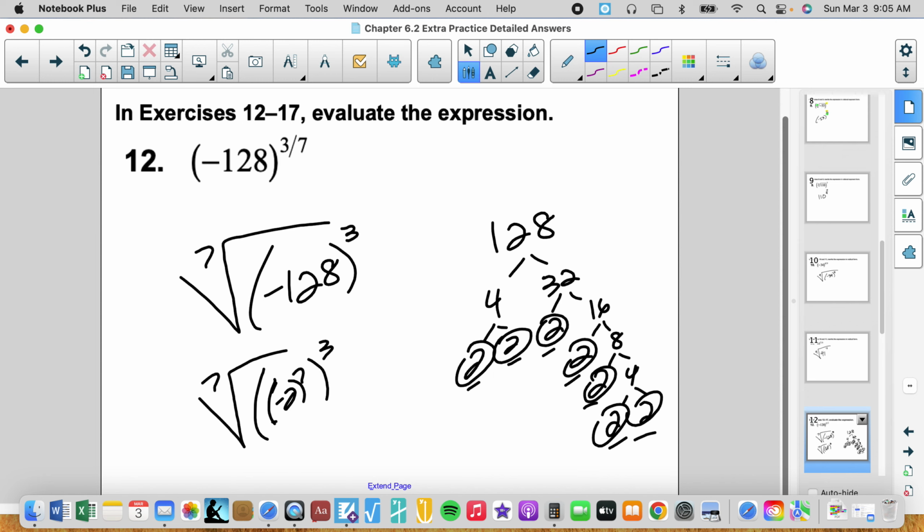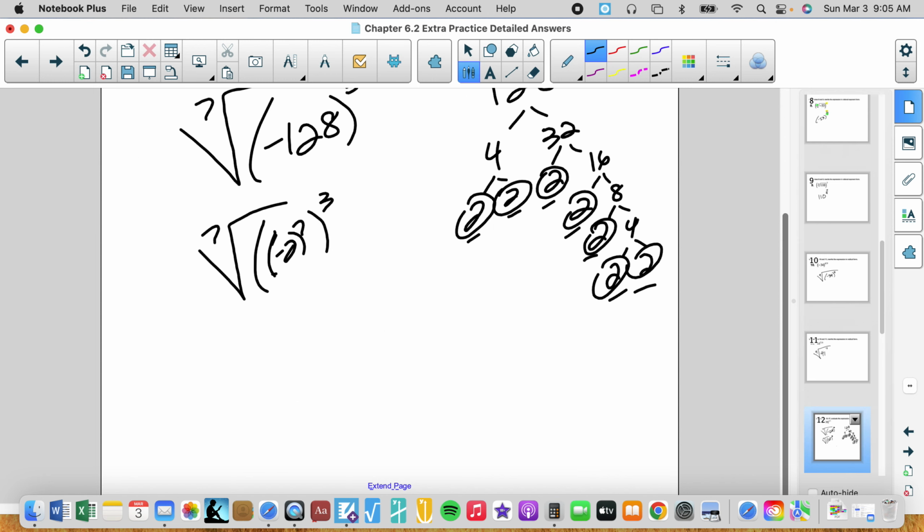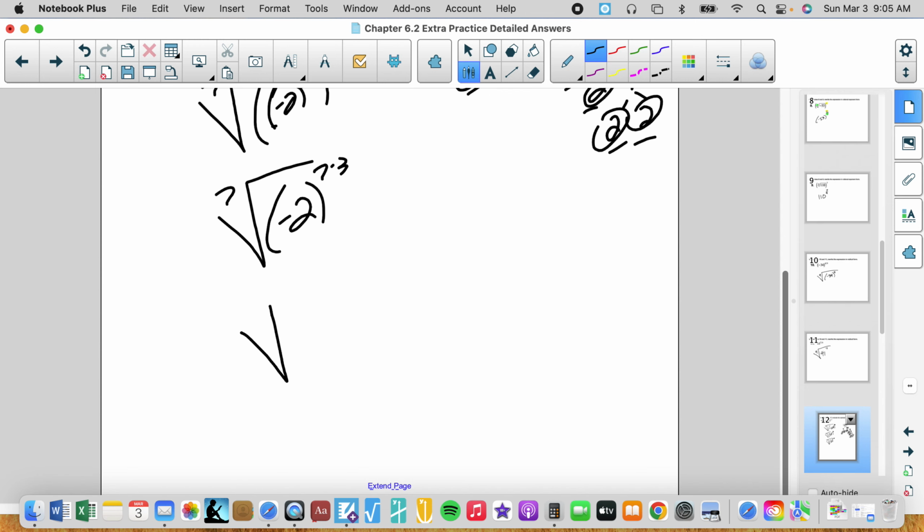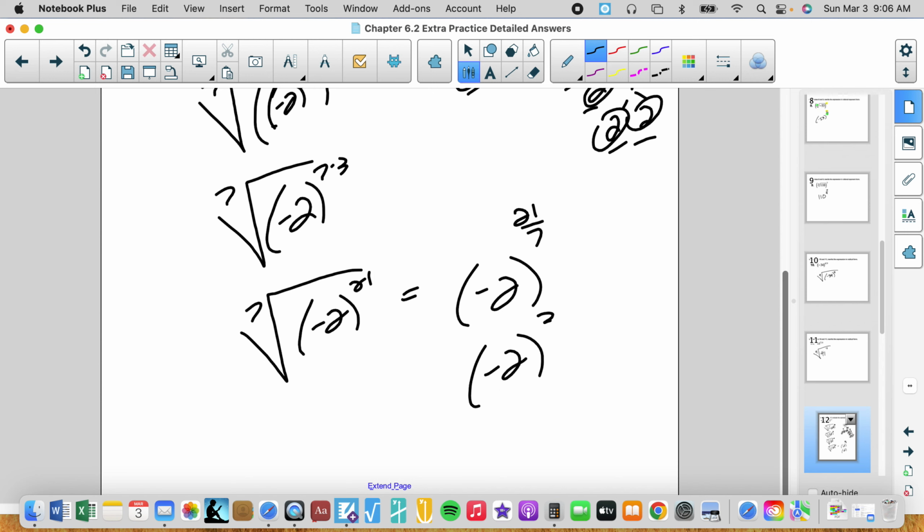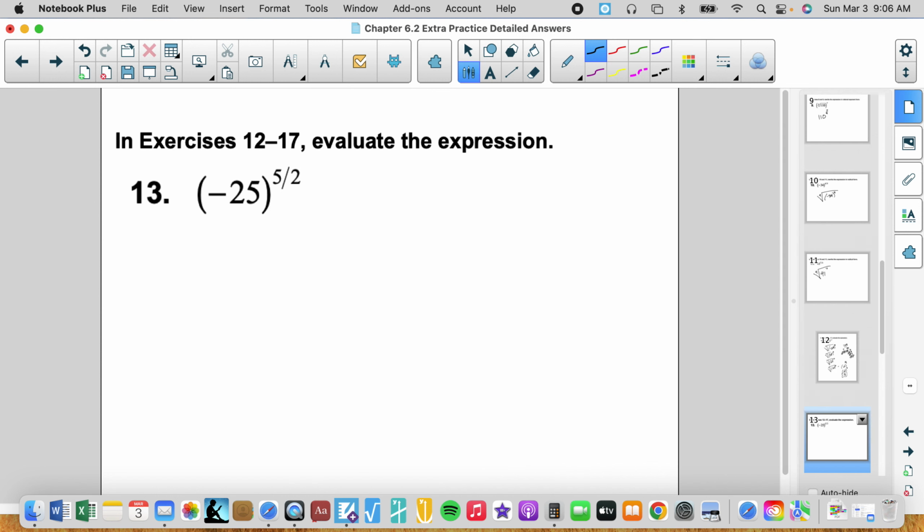So that's going to be the 7th root of negative 2 to the 7 times 3, which is negative 2 to the 21st. And now I'm going to rewrite it in exponent form, which is 21 over 7, which is negative 2 to the 3rd, which equals negative 8. There are lots of different ways to do this. So I like this one. At least I can see that.